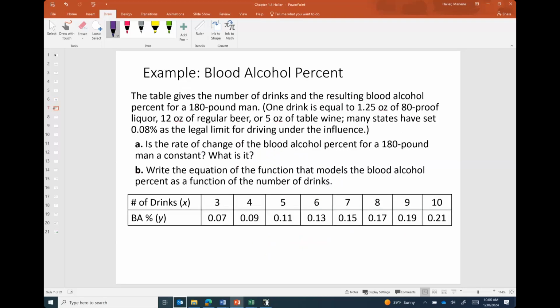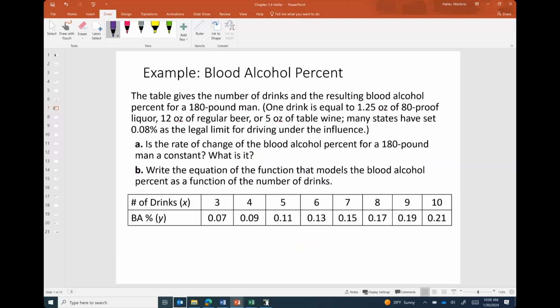Here's some data that shows blood alcohol content, the percentage of blood, the blood alcohol percent, for a 180-pound man, for 3 drinks consumed, 4, 5, 6, so on and so forth. Part A says, is the rate of change of the blood alcohol percent constant? If it's not constant, then we don't have a linear function. So let's see if it's constant.